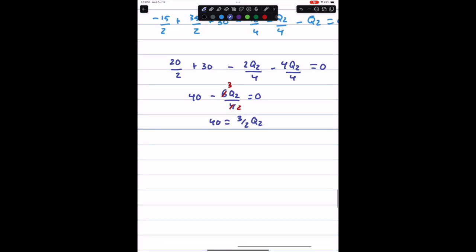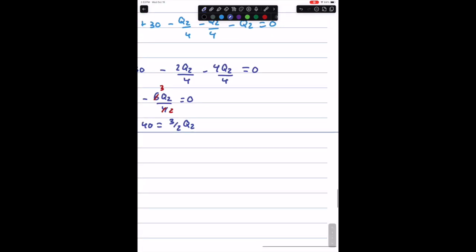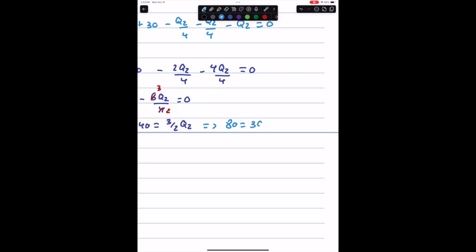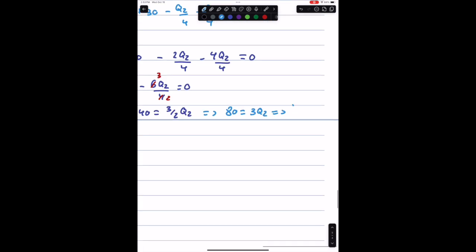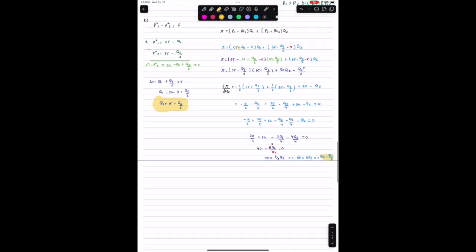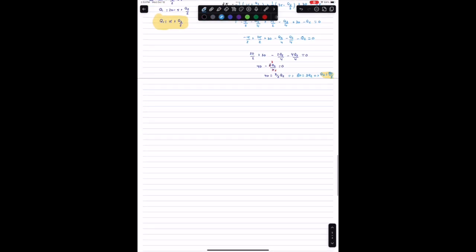And then doing some algebra, we know that 80 is equal to 3q2. We know that q2 is going to be equal to 80 over 3. And that is how we solve for q2. Now, I'm going to start on the next page. We know that q2 is equal to 80 over 3. We know that we can sub into p of q2 to find p star 2.